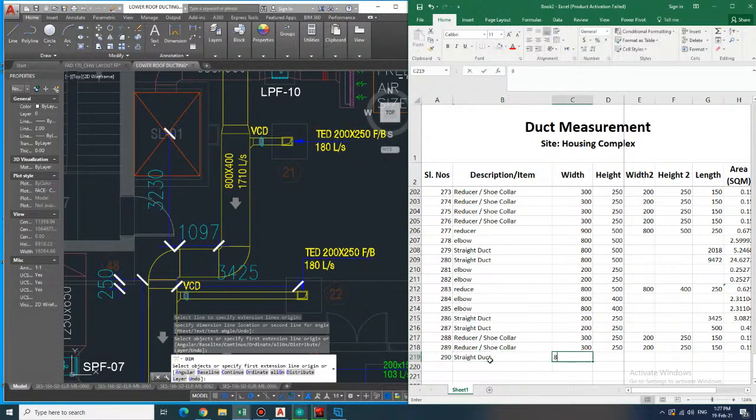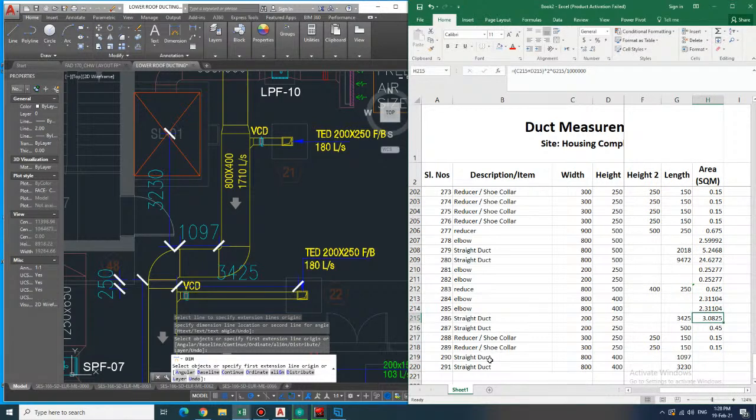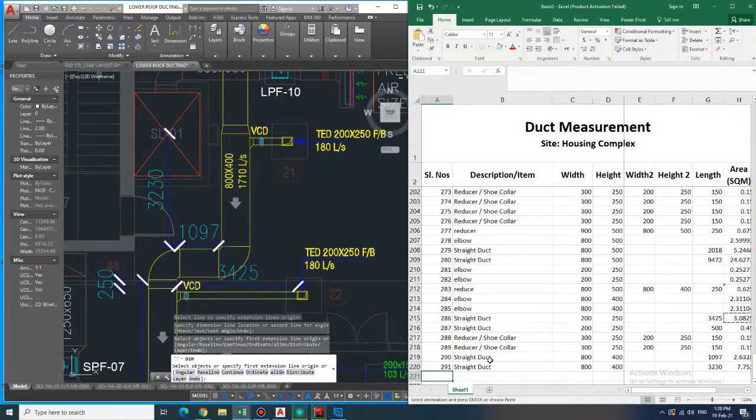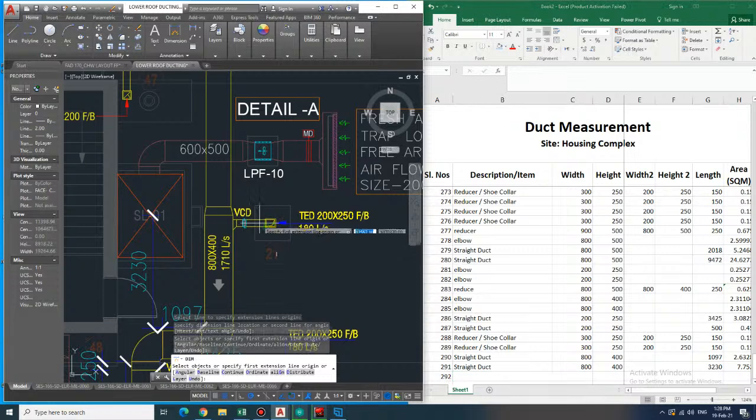Straight duct 800 by 400, length 1097. 291. Straight duct 800 by 400, 3230. Going to apply the straight duct equation here. So go to the next one, this branch.